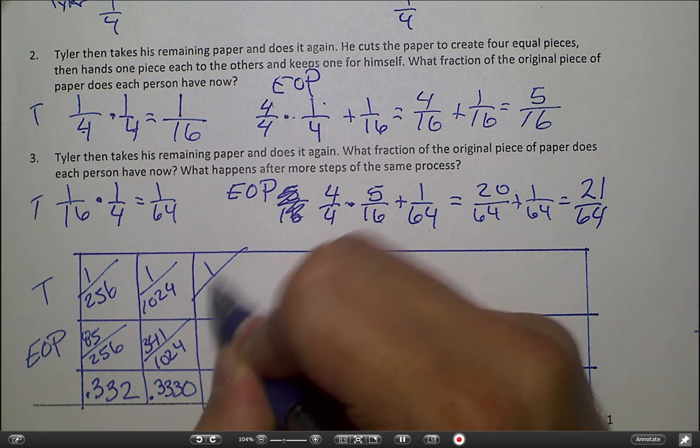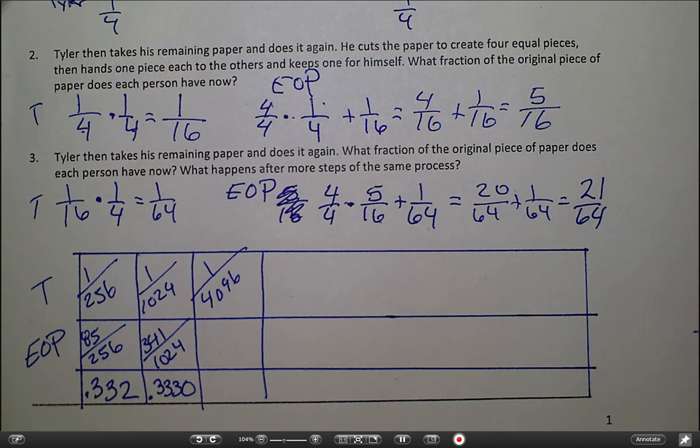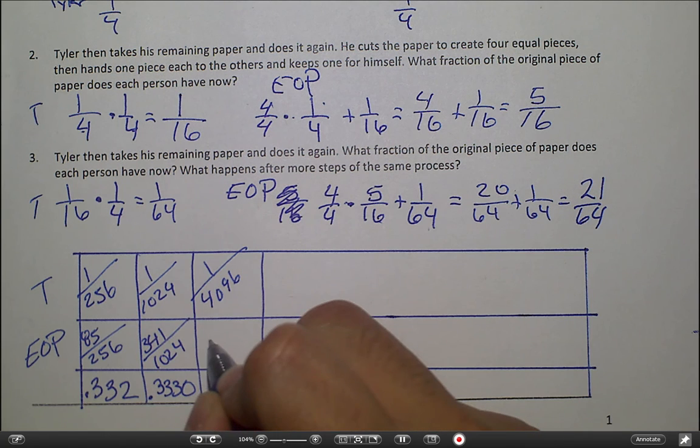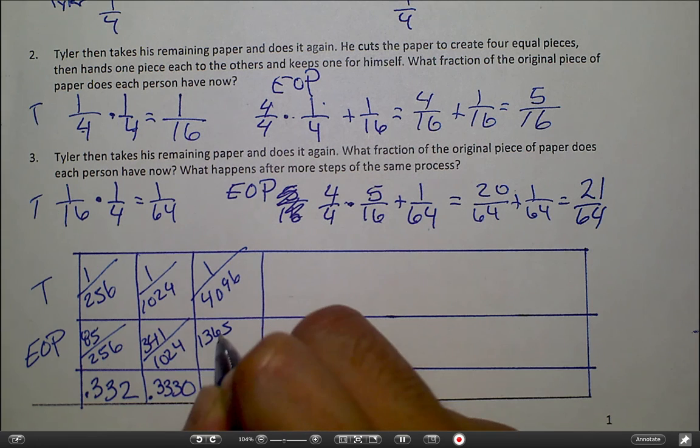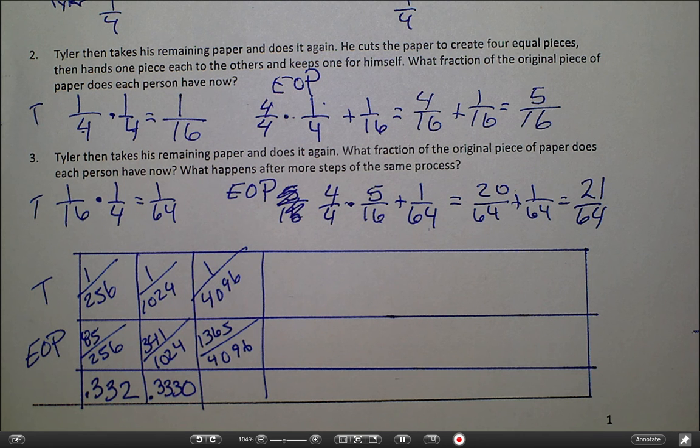1 over. I know, but you still got to do it in the calculator, right? You already wrote it. Never mind. 1365 over 4096. And let's hit Control Enter, see if we see the pattern yet.